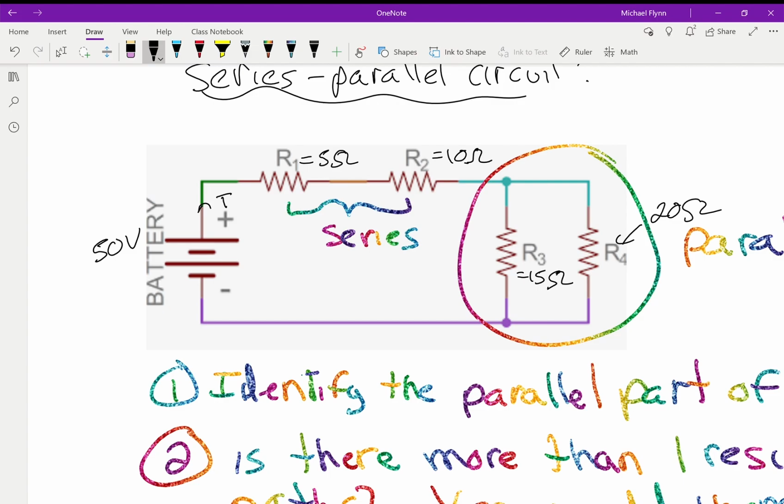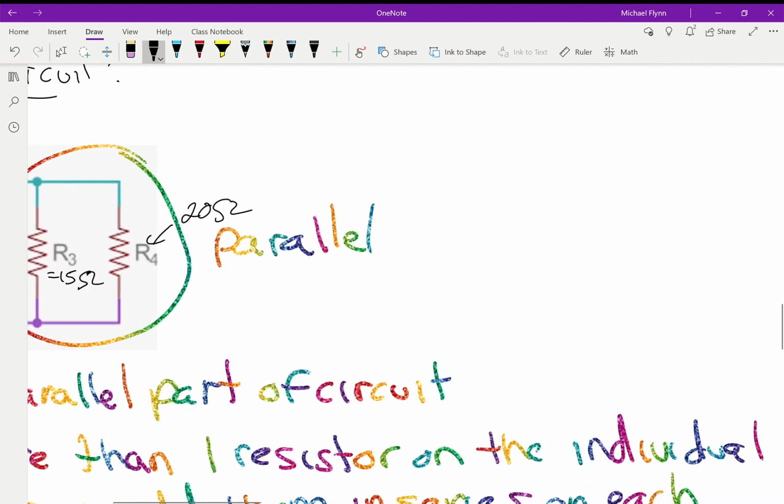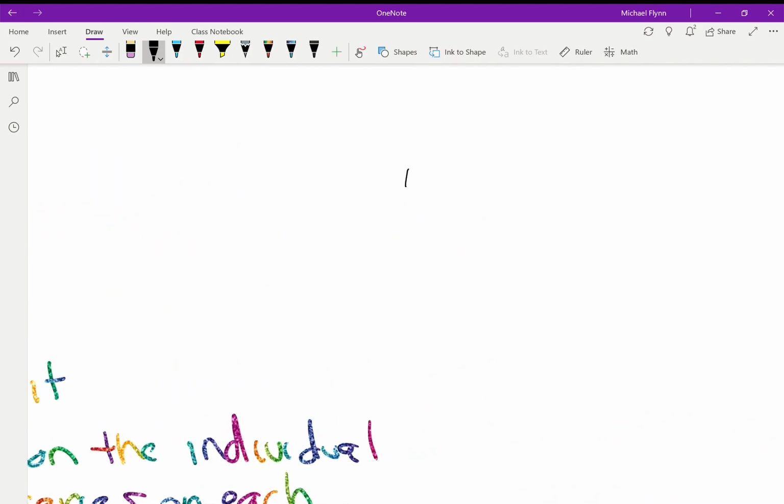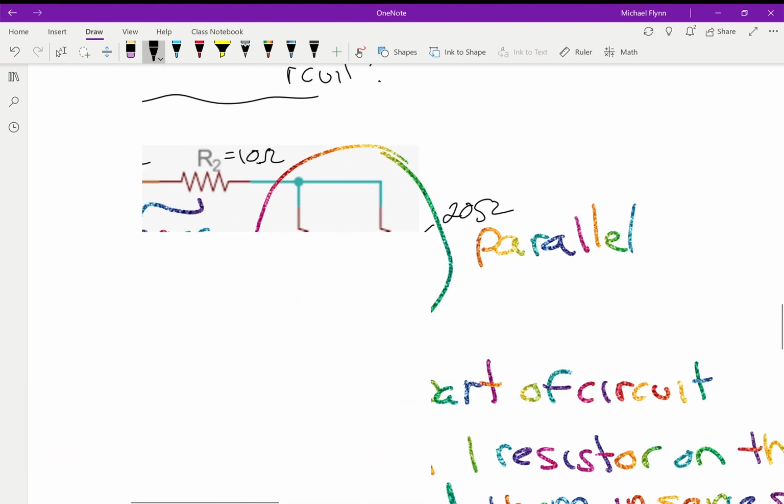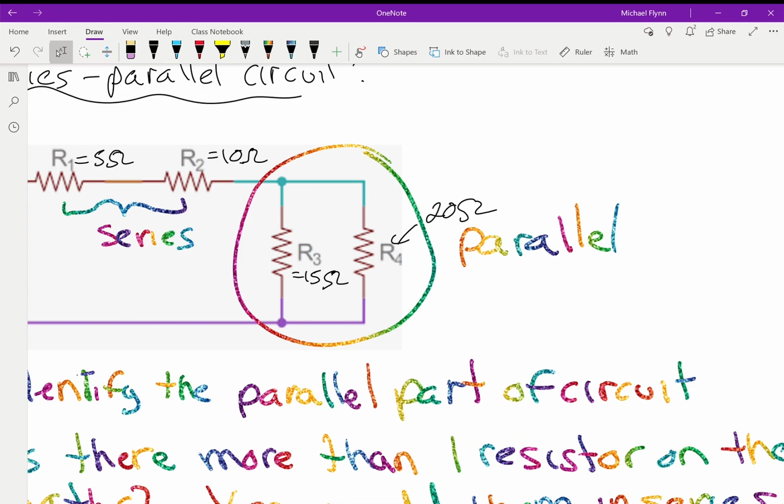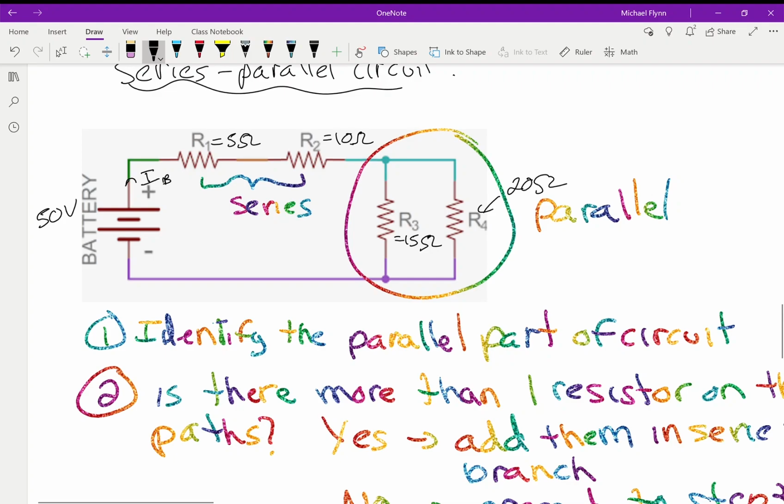Now the first step is finding I1 here, or IB, the current coming out of the battery. And to do that, we need the total resistance. So you find RT using those steps. Let's go ahead and do that. Look, I've circled the parallel part. So I already did step 1 down here: identify the parallel part of the circuit. Check.